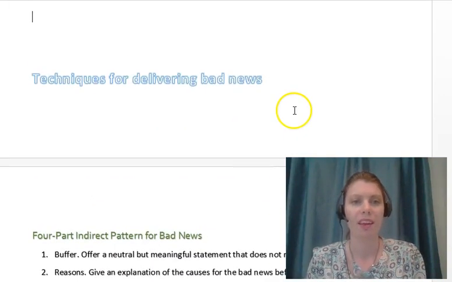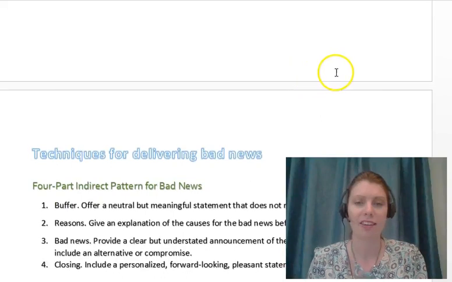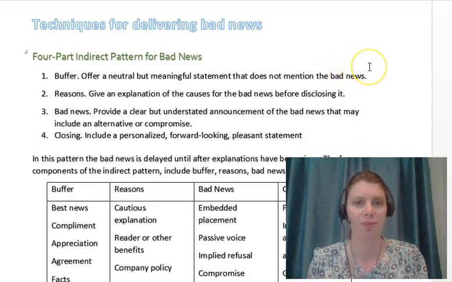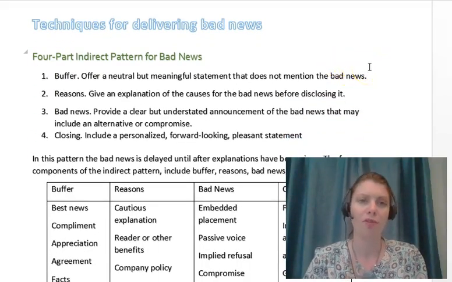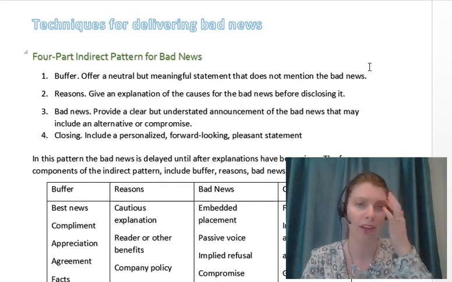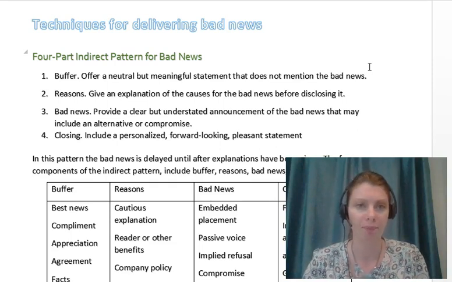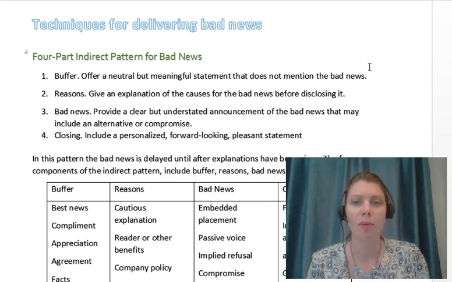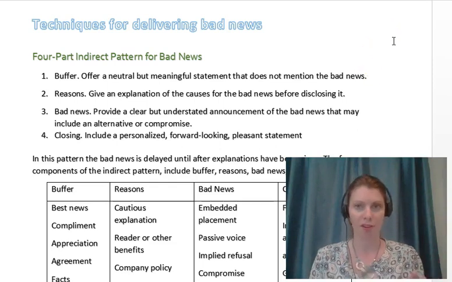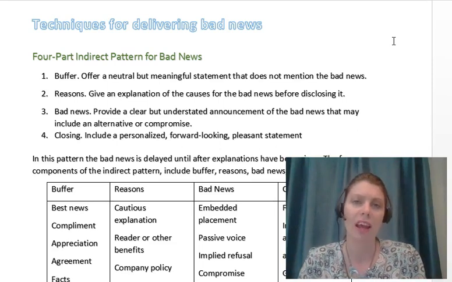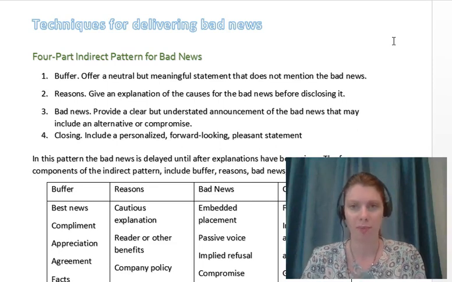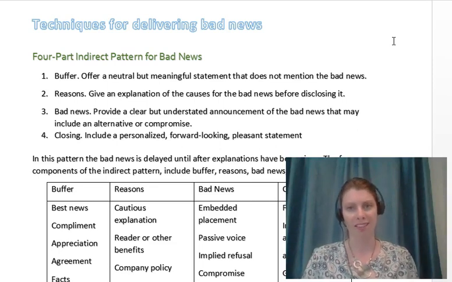So now let's finally look at those techniques for delivering bad news. There is a 4-part indirect pattern for delivering the bad news, which I mentioned earlier: the buffer, the reasons, the bad news, and the closing. And now we're going to look at that. So the first part is the buffer. You offer a neutral but meaningful statement that doesn't mention the bad news. Then you have the reasons. You give an explanation of the causes for the bad news before you disclose what it is.